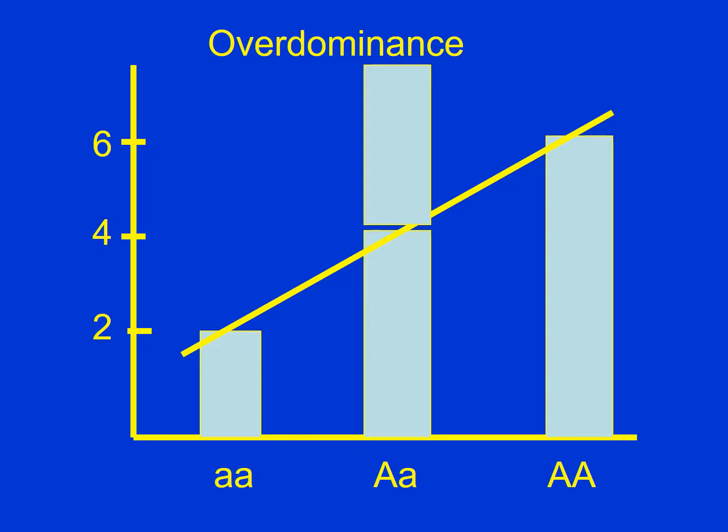So this is just illustrated by the graph again. Here we have the value of the two little a's. Here's the value of the two big A's. So for overdominance, we have to be in this area here to say that we have overdominance gene action. It has to be better than either of the two homozygous genotypes.